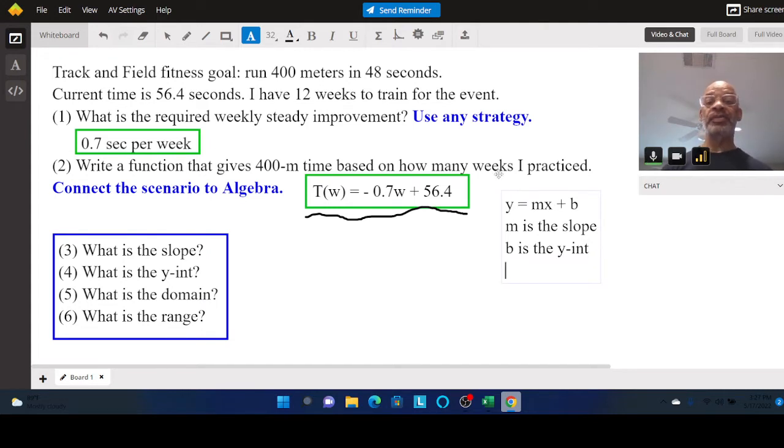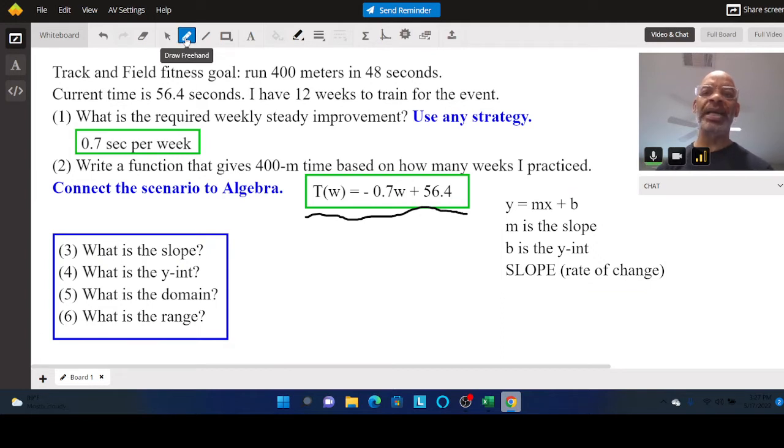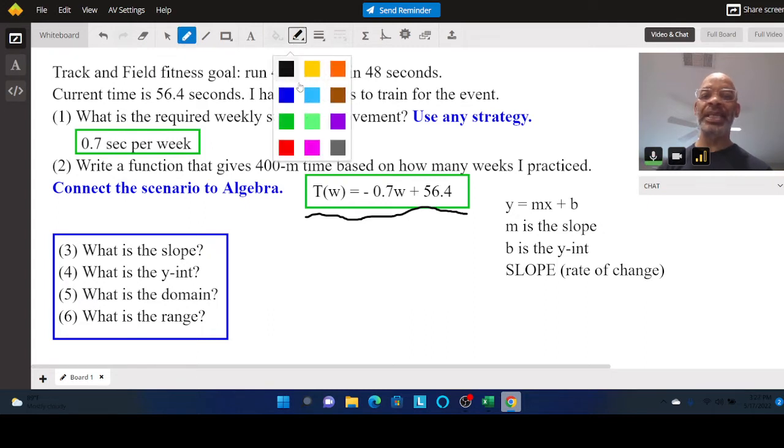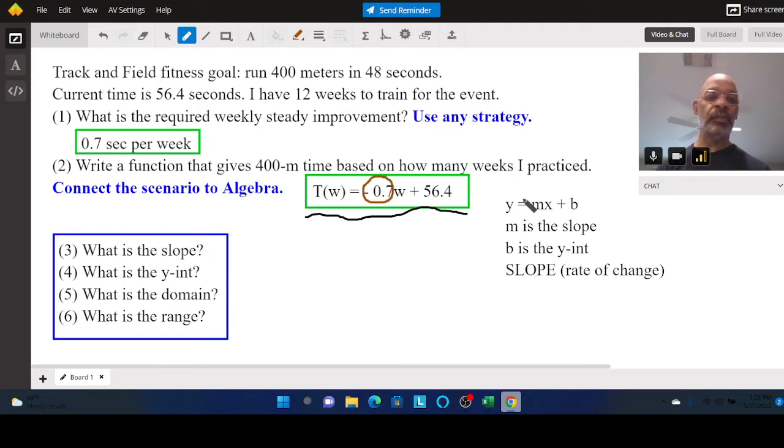Now, concept of slope. Again, we want to look at rate of change. So slope, rate of change. Cannot overemphasize that. In this situation, I am running faster as each week goes by, so my performance improves. But running faster means my speed goes down. -7, you will see, is in the position of the slope. Speed is -7. That makes sense for running faster.